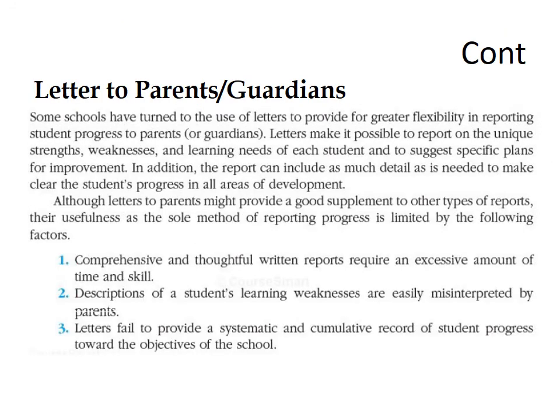The fourth type of grading and reporting system is letters to parents or guardians. Some schools have turned to the use of letters to provide greater flexibility in reporting student progress to parents. Letters make it possible to report on the unique strengths, weaknesses, and learning needs of each student and to suggest specific plans for improvement. Although letters to parents might provide a good supplement to other types of reports, their usefulness as a sole method of reporting progress is limited due to the following factors.